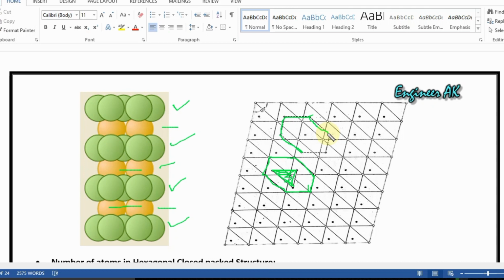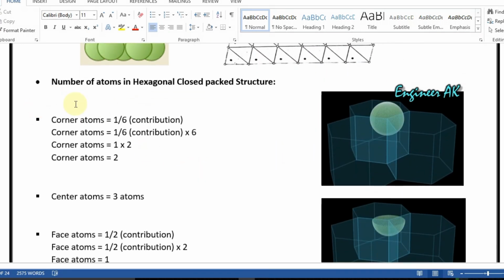This is another plane. So this is how it is made in lattice, or you can say if you want to draw the hexagonal structure in lattice structure, right? Now the number of atoms in hexagonal close packed structure. So how many atoms will be there in hexagonal structure? So let's discuss this.